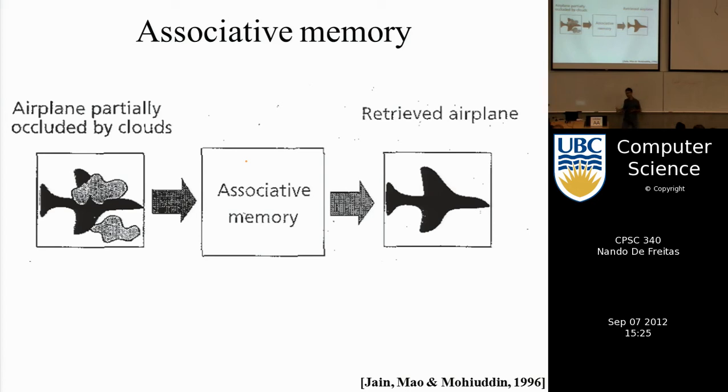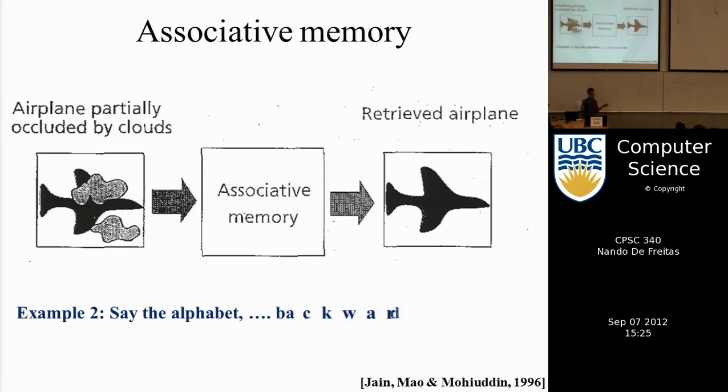So we remember patterns. Our memory is more like this picture is saying, where we know patterns. These patterns might be occluded, like by these clouds here. But even though there are these clouds, we are able to retrieve the right object, the plane in this case.